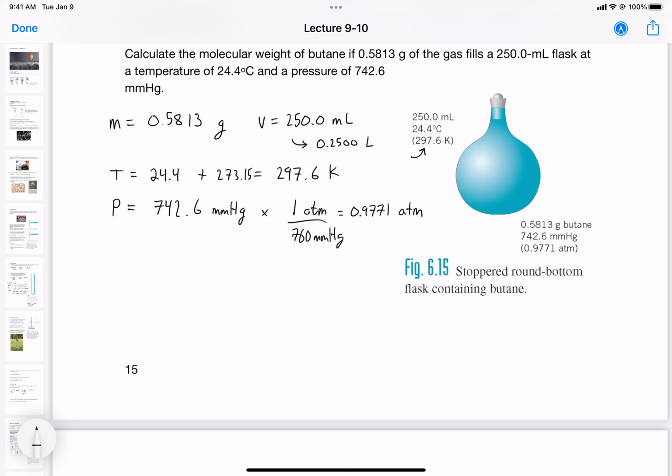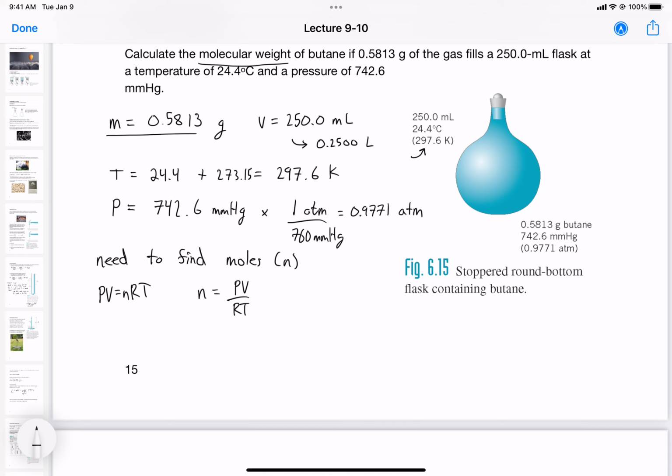So we need to find molecular weight. We have the mass. So we need to find n, moles, because we need to know the molecular weight. If we have the mass, we need to figure out how many moles are present, and if we can do that, we can figure out the molecular weight of our gas. So we're going to solve the PV equals nRT equation for n, which will be PV over RT.